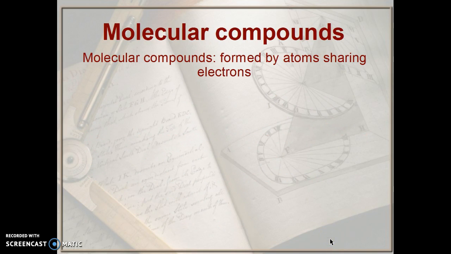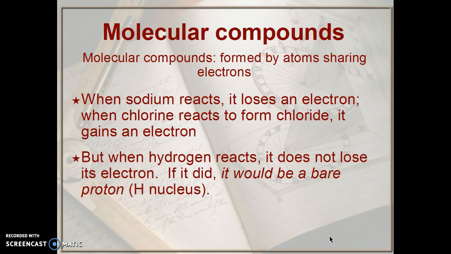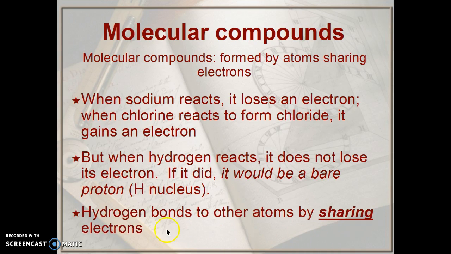Molecular compounds are formed by atoms that share electron pairs. When sodium reacts, it loses an electron, and when chlorine reacts to form the chloride ion, it gains an electron. But when hydrogen reacts, it does not lose its electron, because if it did, it would be a bare proton, a hydrogen nucleus. That's a very high energy thing that we don't see outside a particle accelerator. So hydrogen bonds to other atoms by sharing its single electron and, of course, sharing the electron of the other atoms.